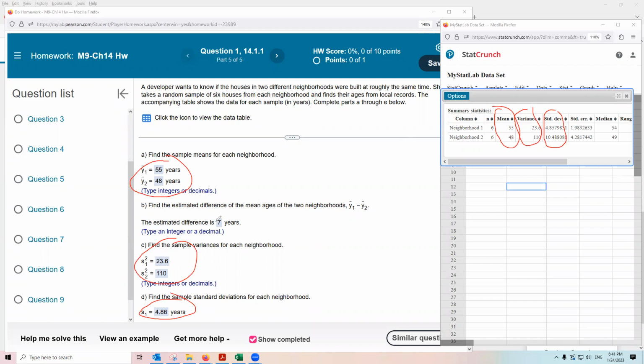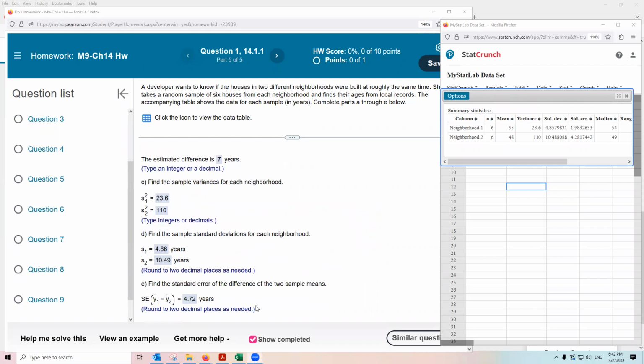And now the question is, what is the estimated difference of the mean ages? So they're asking me to calculate y1 bar minus y2 bar. Well, I have the answers from part A. Y1 bar is 55. Y2 bar is 48. So this difference just works out to be 7 years. All right, there's one other question that is being asked. Let's go down. It says, find the standard error of the difference of the two means.